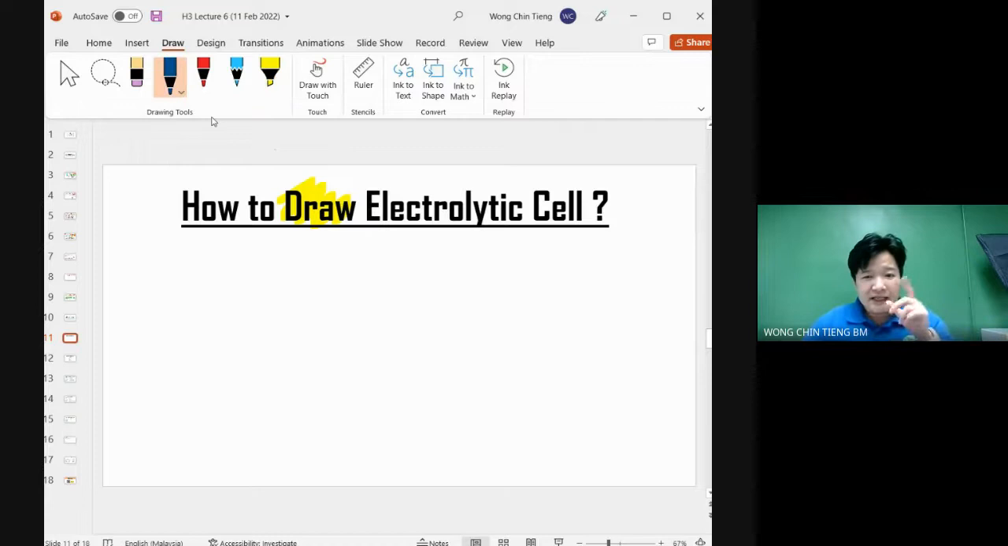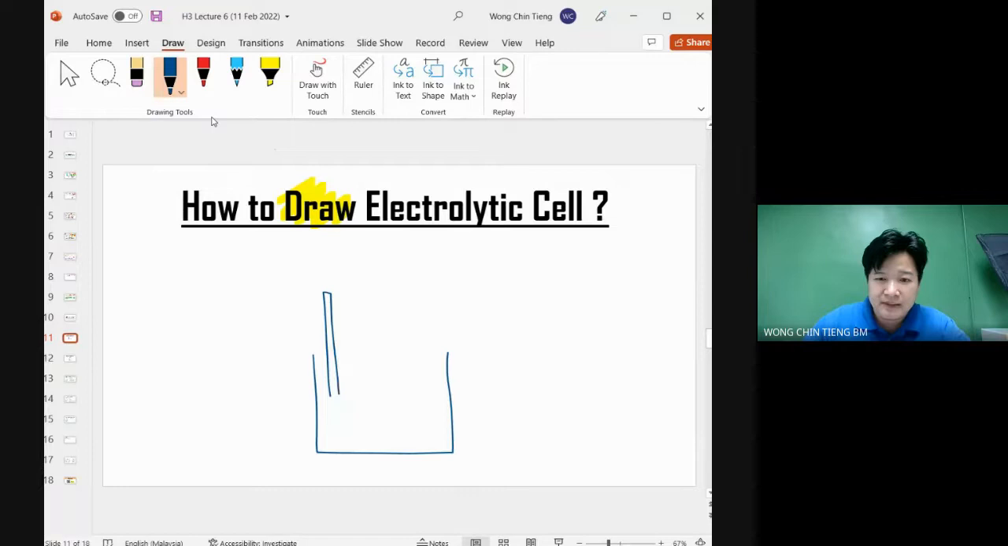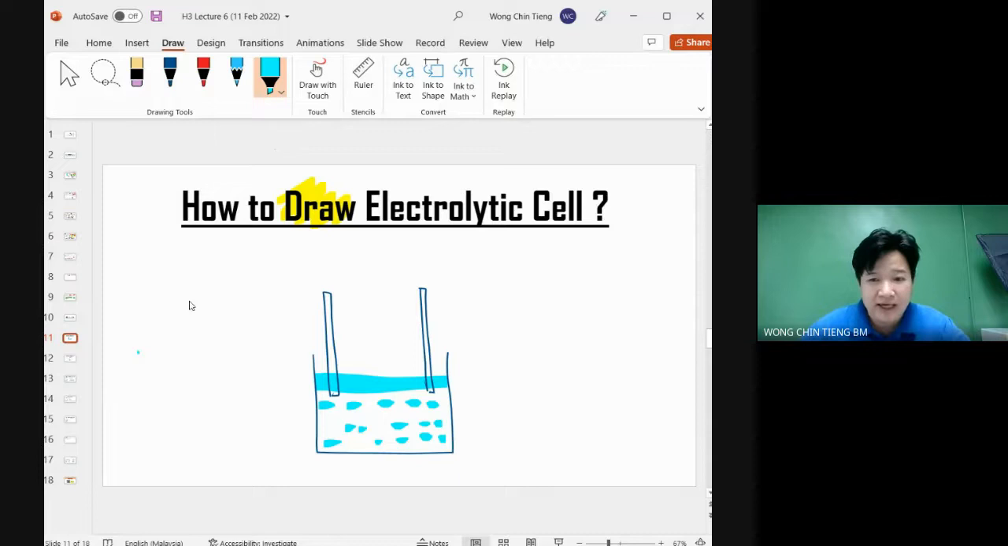Electrolytic cell berbeza dengan galvanic cell is your electrolytic cell hanya ada satu beaker. Masih memegang dua elektron. Alright. Dan disebabkan dia hanya ada satu beaker, dua-dua elektron dalam satu beaker. Therefore, your electrolyte, your solution, alright, hanya akan ada satu. Okay, hanya perlu ada satu solution je lah. So, what happened is, that is the first changes yang kamu nampak.